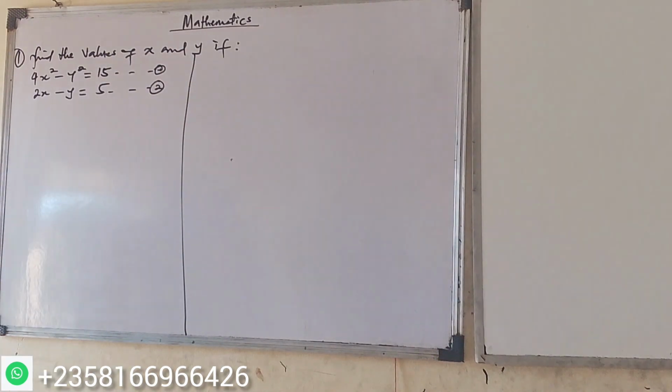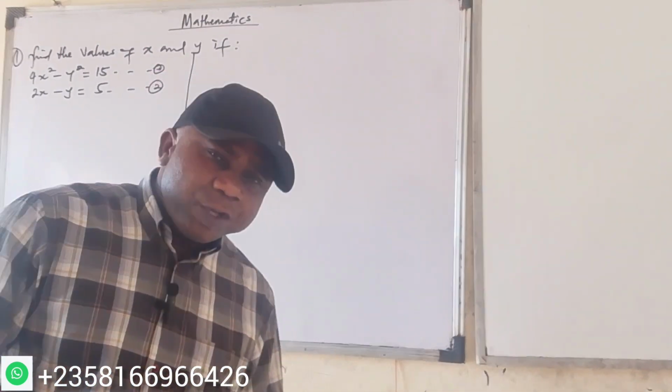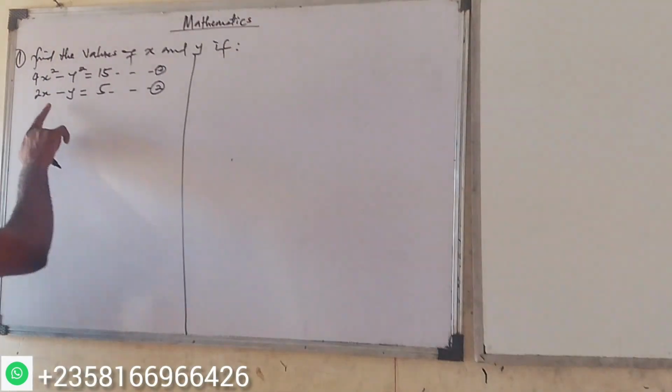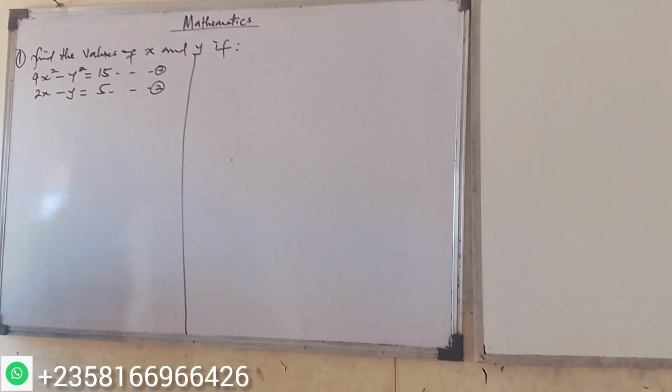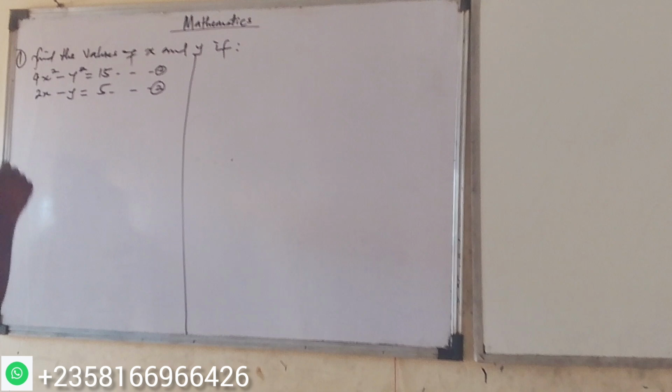This is a simultaneous equation that involves two equations, where equation 1 is a quadratic equation, and equation 2 is a linear equation. So now we're going to be solving for x and y. Now, solution.